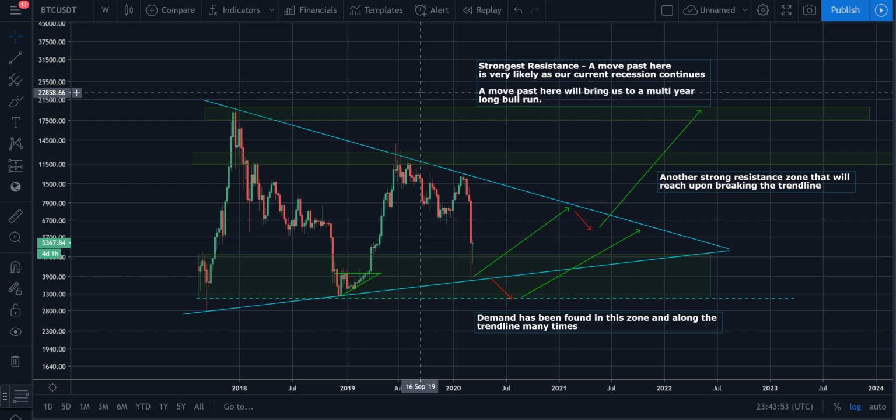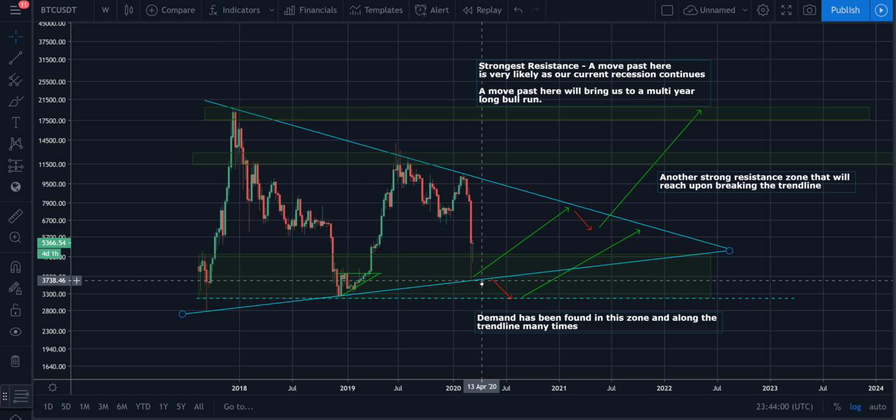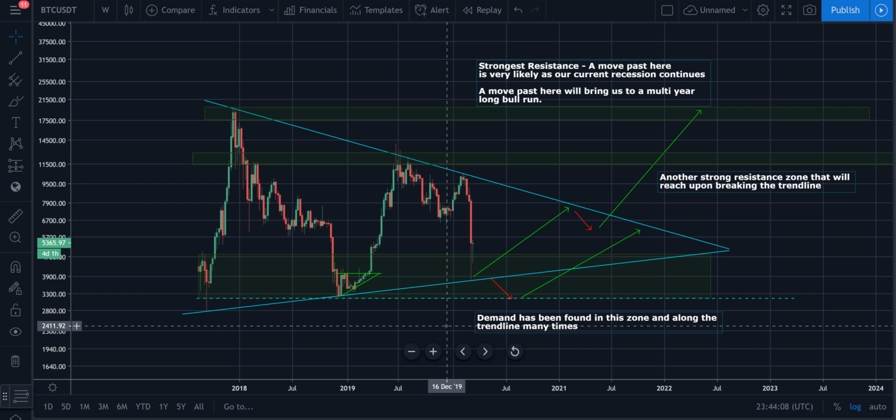So yeah, that's my Bitcoin analysis regarding the symmetrical triangle. If we don't hold on this support right over here, I believe we would test this area over here again, which is around $3,200. If that doesn't hold, worst case scenario, we go much lower, probably have some supports in a much lower zone. I'll show you guys that right here.